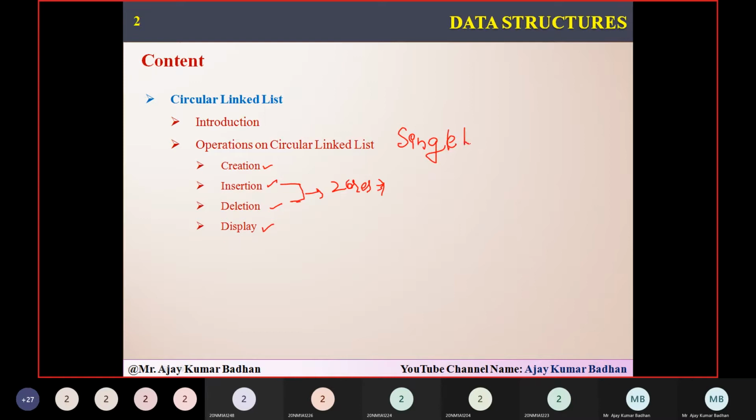Whatever we have discussed in single linked list, the differences are these: in insertion there are two cases. What are those? Inserting in the beginning and inserting in the ending. These are the two cases where there will be a modification. But if you want to insert an element in between, before or after a given node, the code will be the same as what we discussed in single linked list. That's why we are discussing only these two cases, insertion in the beginning and insertion in the end.